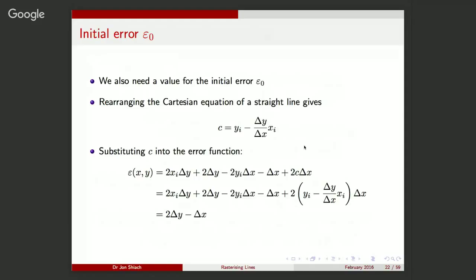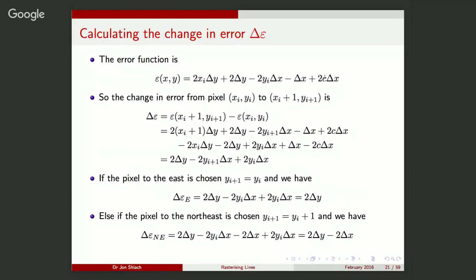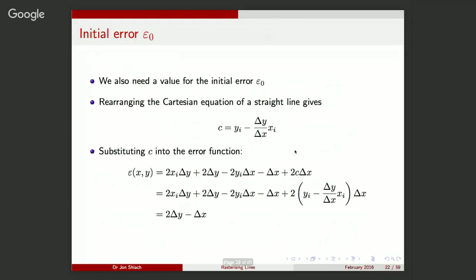What about the first error, which is what we call the initial error? If I rearrange the Cartesian equation of a straight line to make c the subject, we get this, very simple. And I substitute this into the error function. Can you see we have this c here? This c cancelled out when we did this subtraction, but for the first error, we've only got one, so that c is still there. So we replace that c with this expression here. Do some cancelling out, simplify, and we get our initial value is 2 delta y minus delta x.